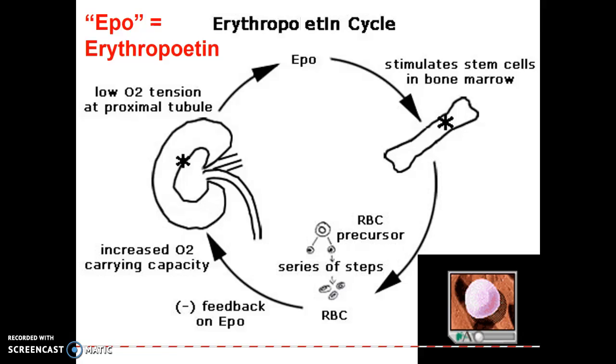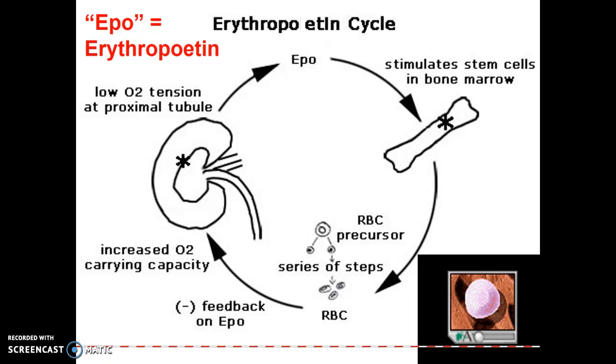So the kidneys on the left, the little diagram of the kidneys there, it says low oxygen tension at the proximal tubule. That's at the nephron, one of the millions of nephrons that make up the kidney, actually filters the blood. It actually detects low oxygen. So the kidney, basically for you, kidney detects low oxygen.